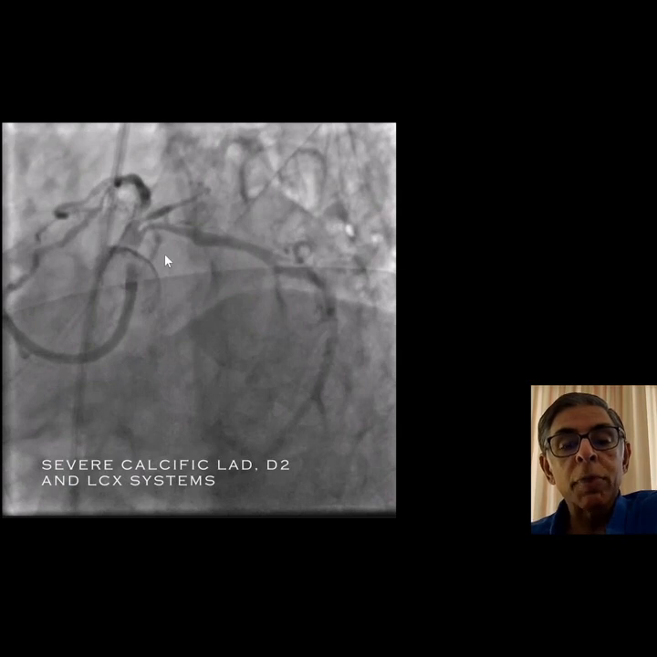And as you can see in this spider view, the anatomy is somewhat interesting in the sense that you have a large, short, but fairly disease-free left main, which then gives off the circumflex with severe disease, and the ostial LAD also has severe disease, as you can see.